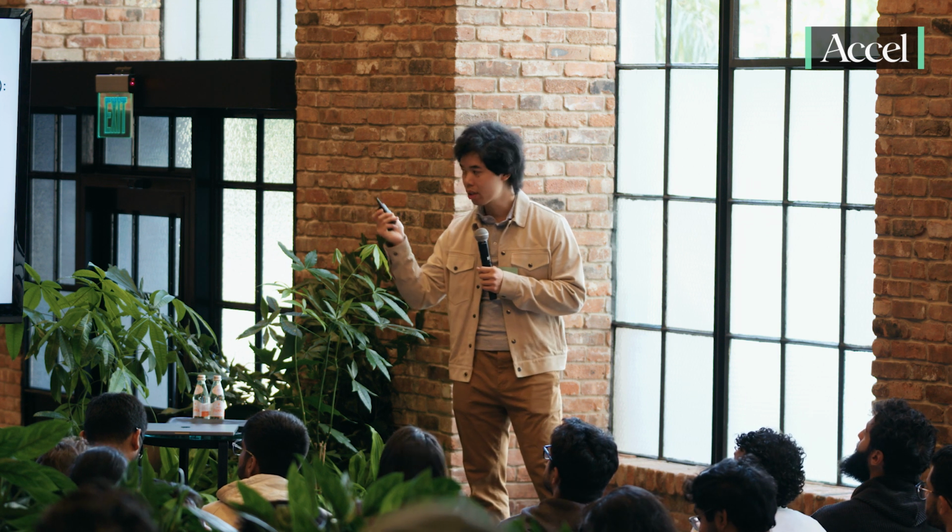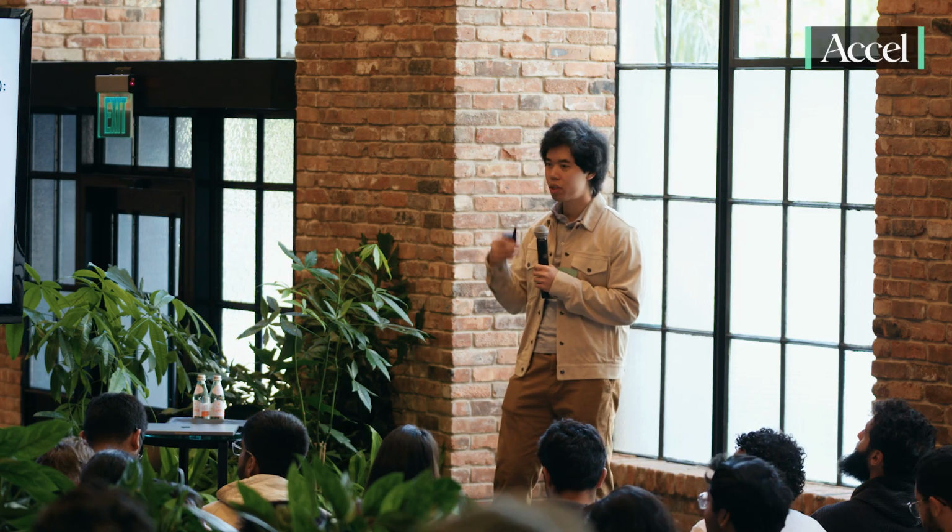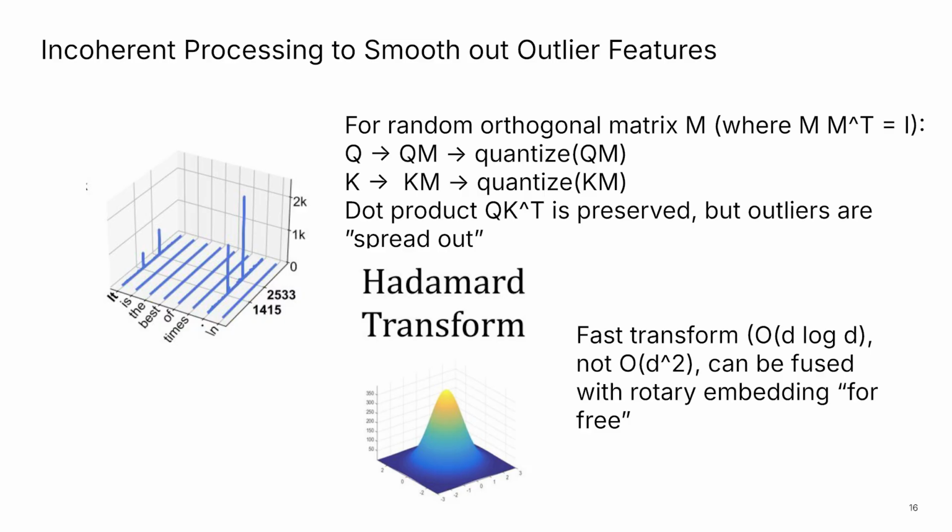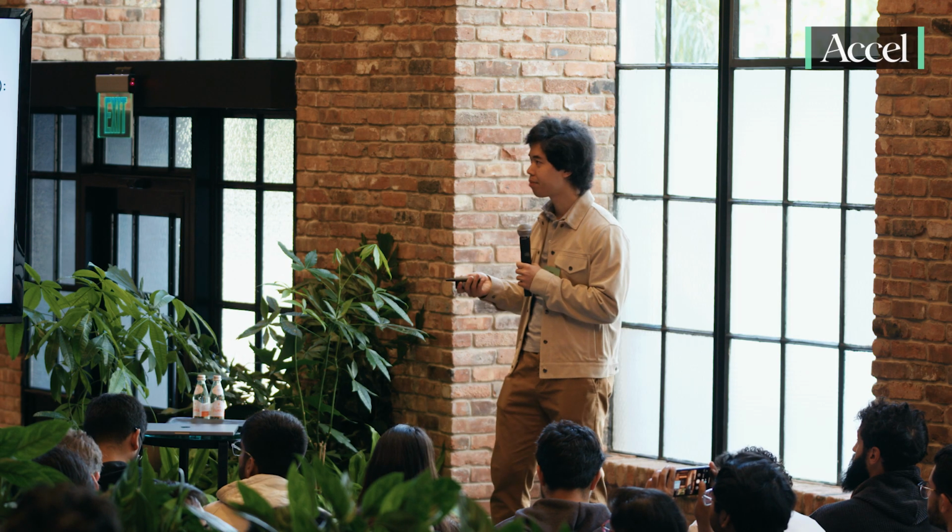In practice, we can use things like the Hadamard transform, which is not a random orthogonal matrix, but a special class of orthogonal matrices where you can do the rotation in order of d log d instead of d squared, where d is the head dimension. And this can be fused with things like rotary embedding, so that it costs you nothing to do this kind of rotation.